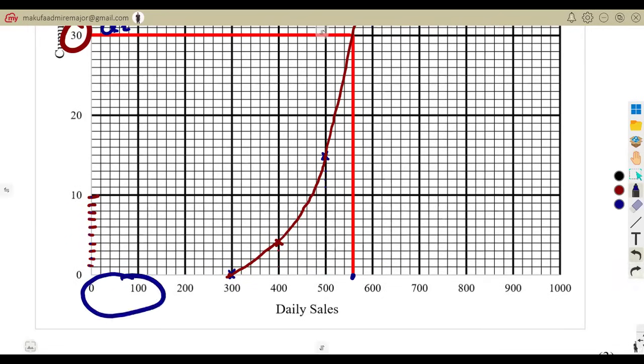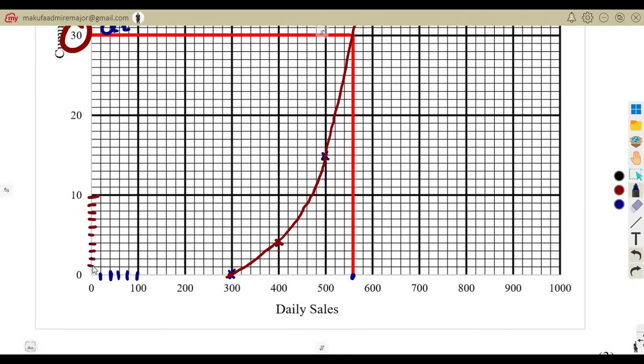100 from how many boxes? This is 1, 2, 3, 4, 5. So we need to understand that if these 5 boxes that we see represent 100, what about each one? Each one represents what?